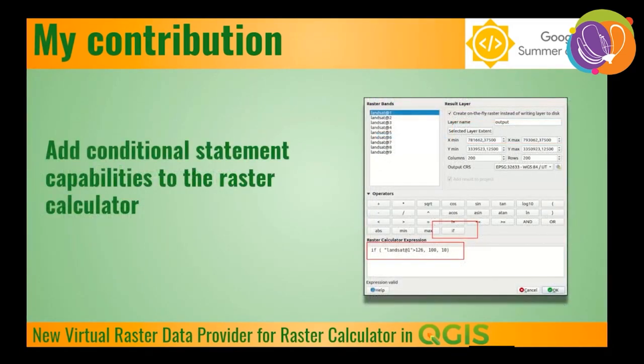Since I had some time left, I also improved the existing raster calculator, and I added the if function that you can see in the red rectangle, and that allows the user to write and compute the expression written in the other red rectangle. So it is now possible to write conditional statements in the raster calculator. To develop this enhancement, I had to work with the parser and lexer written by the original developer of this tool.